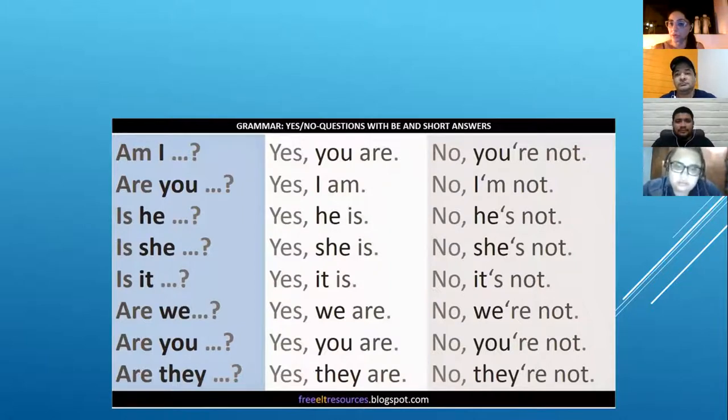Porque acuerda que estábamos viendo la vez pasada, all right? Is she? Yes, she is. No, she's not. Or no, she isn't. O no, she's not. ¿Se acuerda de esas tres formas que podríamos contestar? Y así, everything else, all right?